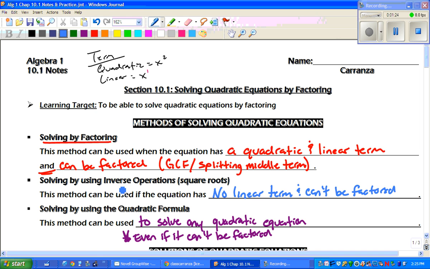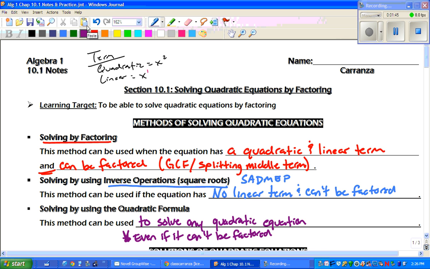Now, the other way is solving by using the inverse operations. Remember the inverse operation, SADMEP. It can only be used if the equation has no linear term and it can't be factored.